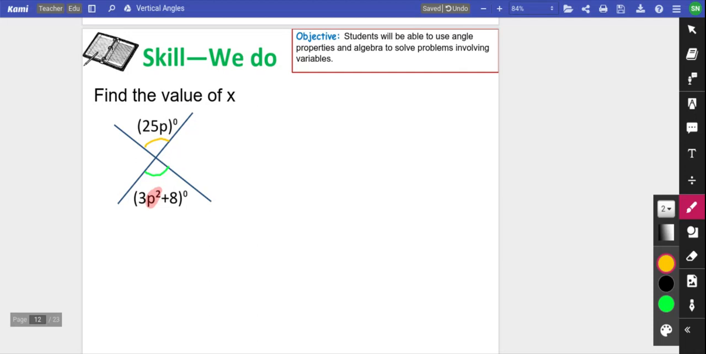Hello, this video is part 2 of vertical angles. The difference between part 1 and part 2 is that part 2 involves quadratics and part 1 is only linear.